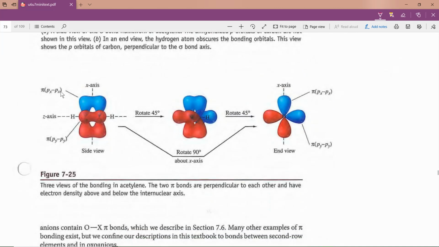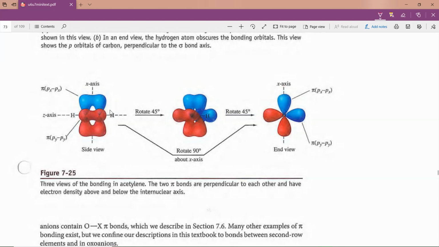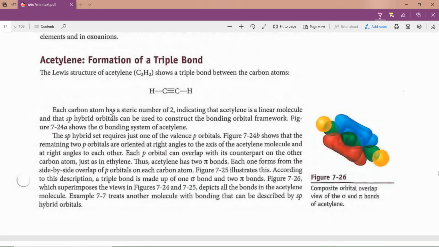Okay, here you have a px unhybridized on one carbon with a px unhybridized on the other, and then you have the py coming out. So you end up with both of them. And here's a beautiful picture, it looks like a hot dog or something, showing the composite orbital overlap view of the sigma and pi bonds of acetylene. So you have the blue and the red going down and the blue and the red going across. Those are my two pi bonds, and then all the way through the middle there, that is my sigma bond.